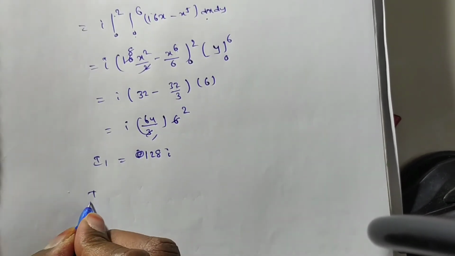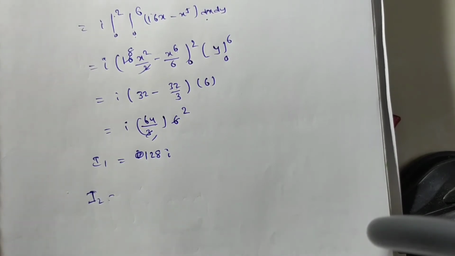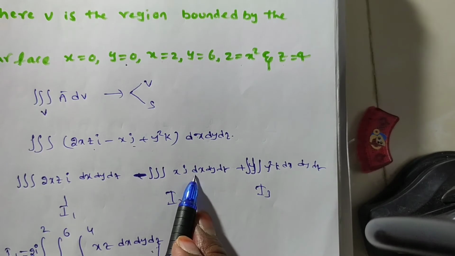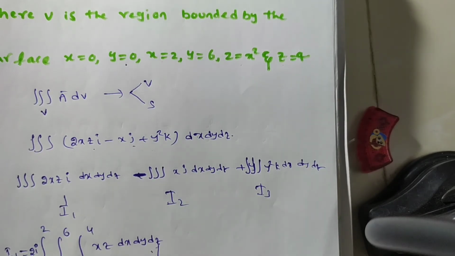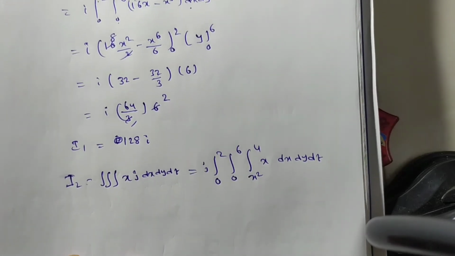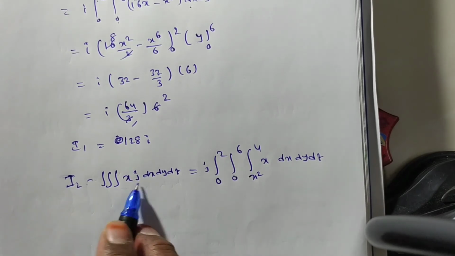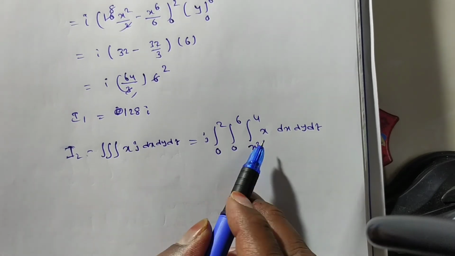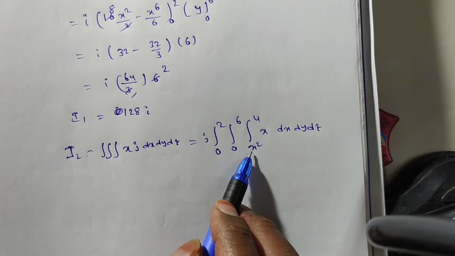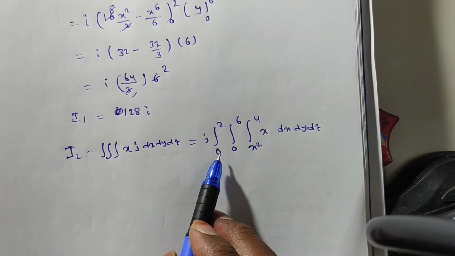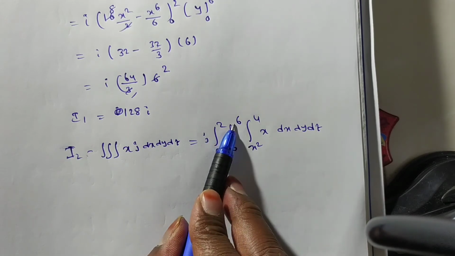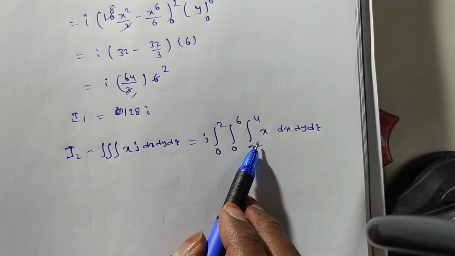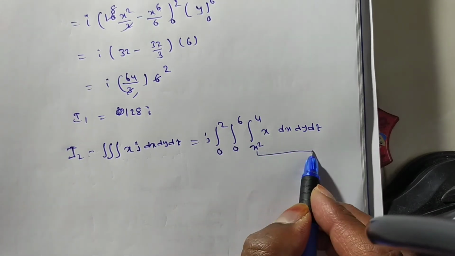Now I2 is equal to the triple integral of x j dx dy dz. Here I have written j outside and x with the limits, dx dy dz. Which one do we integrate first? Observe the limits. The x limits are constant and the y limits are constant, but z is in terms of x. So z is dependent on x, so we have to integrate with respect to z first.